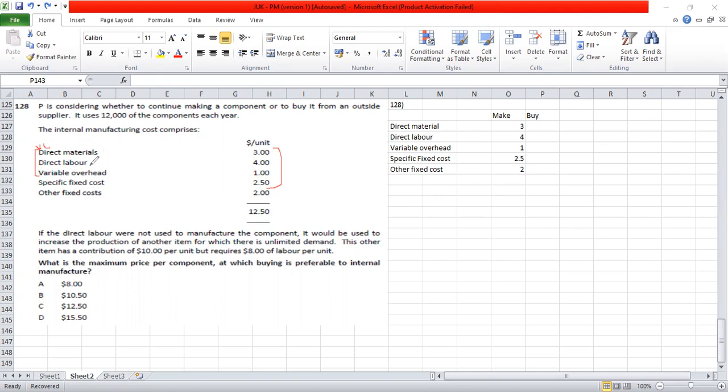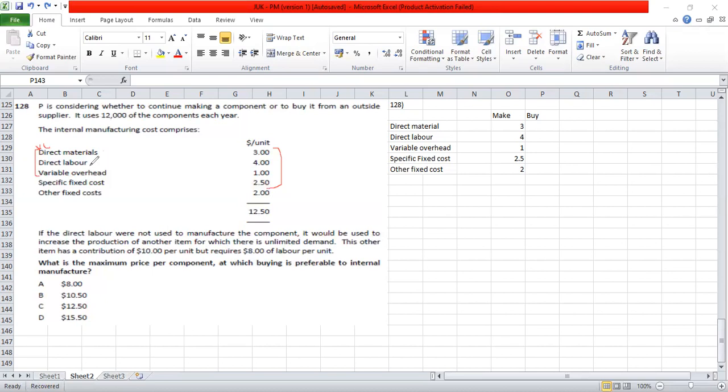But by making that, can they earn that contribution? They cannot, because labor is used for making this component. They are using the labor to make this component. So there is no possibility that they can earn that $10 contribution. So they're foregoing that. When they are making that, not being able to earn that contribution is an additional cost, an opportunity cost for them. So that is also one cost, opportunity cost.